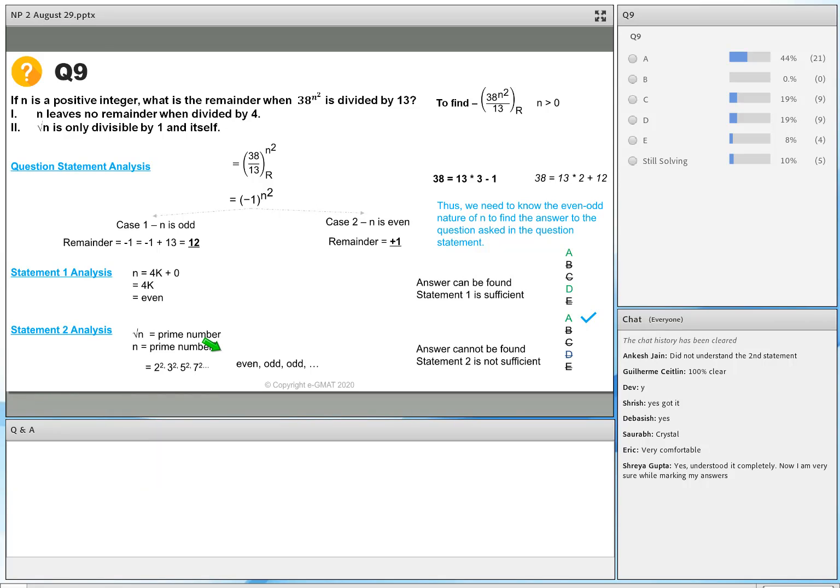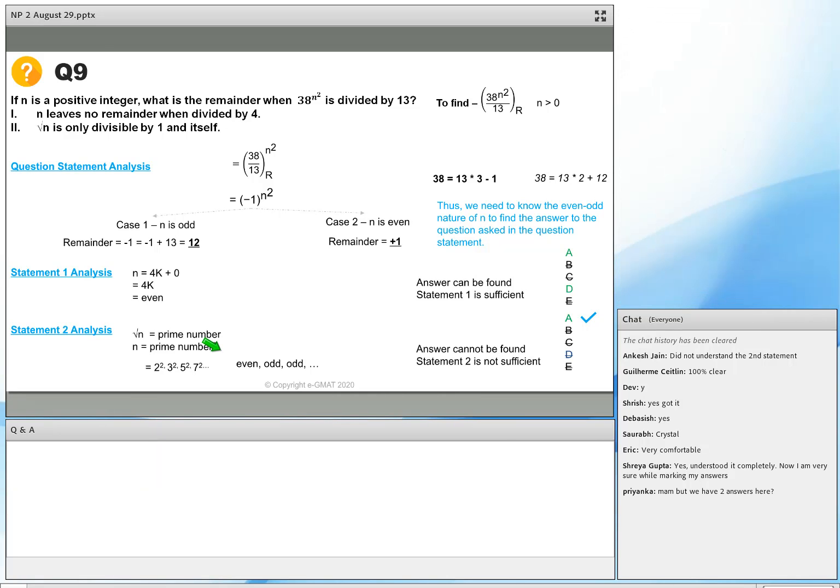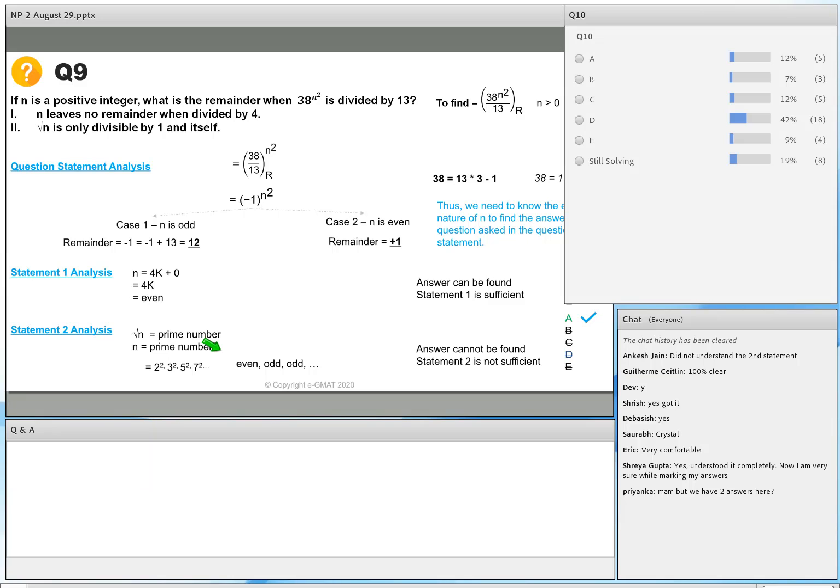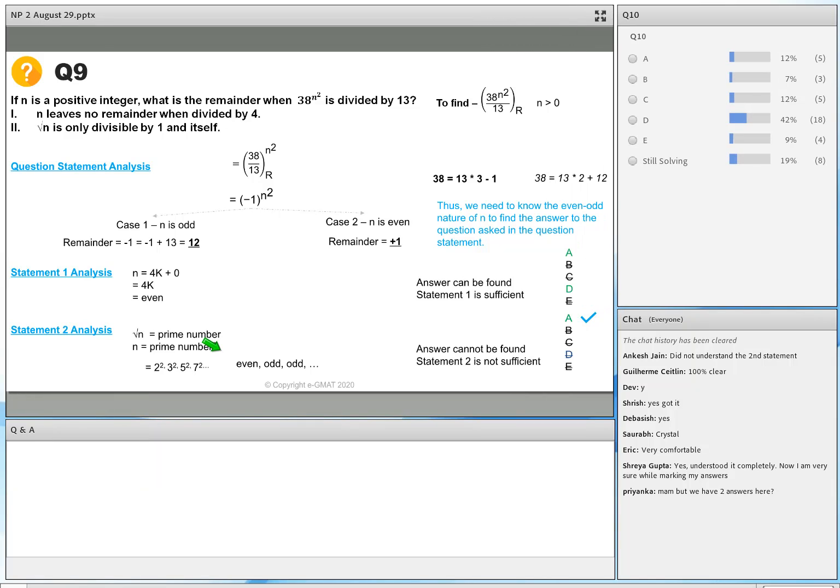I will first show you how you solved it the first time, how you voted. Shreya says, understood it completely. I'm very sure while marking my answers. Wow. That's the confidence. This confidence when somebody takes into the exam room, half of the battle is won. Confidence, I think, is super important in an exam like this. If you doubt yourself, if you just keep thinking, okay, what am I doing? Am I doing it correct or not? You'll do things that you know also incorrectly.